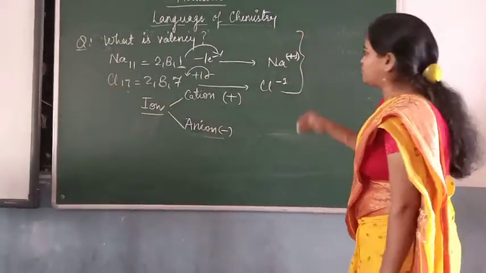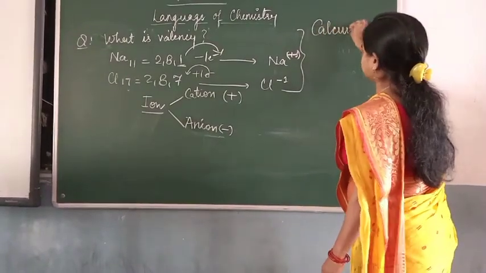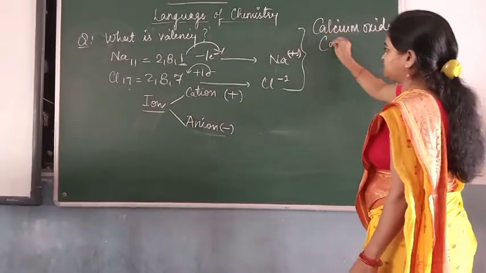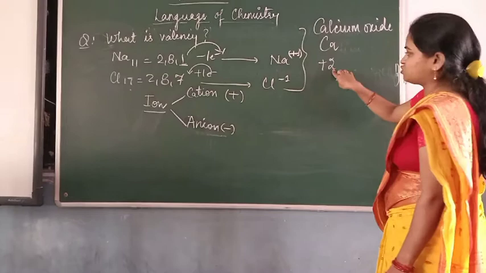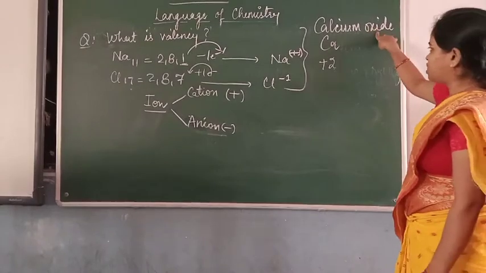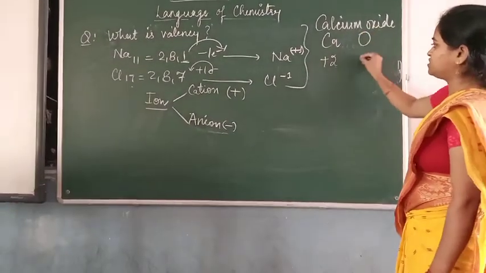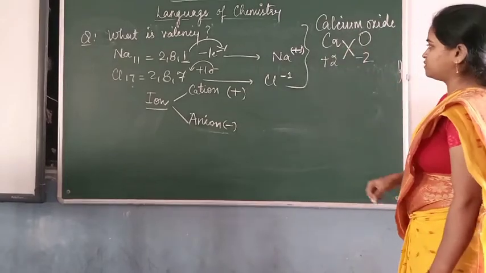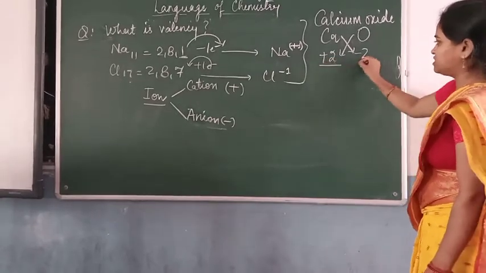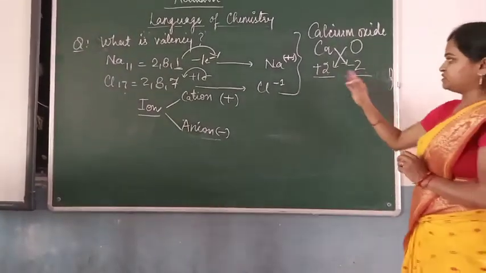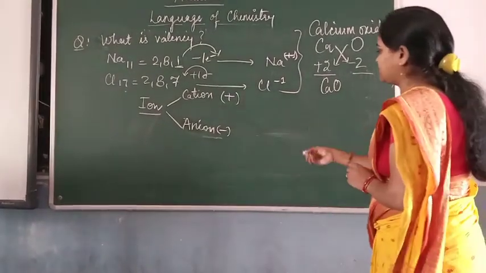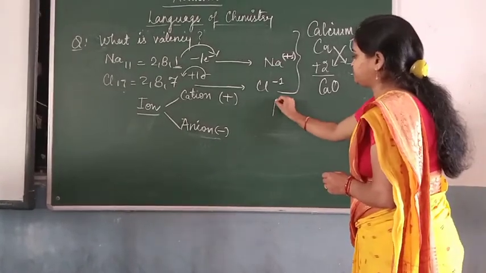See here. Suppose you want to write the formula of calcium oxide. You will write the symbol of calcium, Ca, and its charge is plus 2, meaning the ion of calcium. Oxide represents oxygen, which is O, and its charge is minus 2. Further you will do cross multiplication, such that calcium multiplies with O and O goes here. Now you see both have the same numbers, so they will cancel out, and the formula will be CaO.